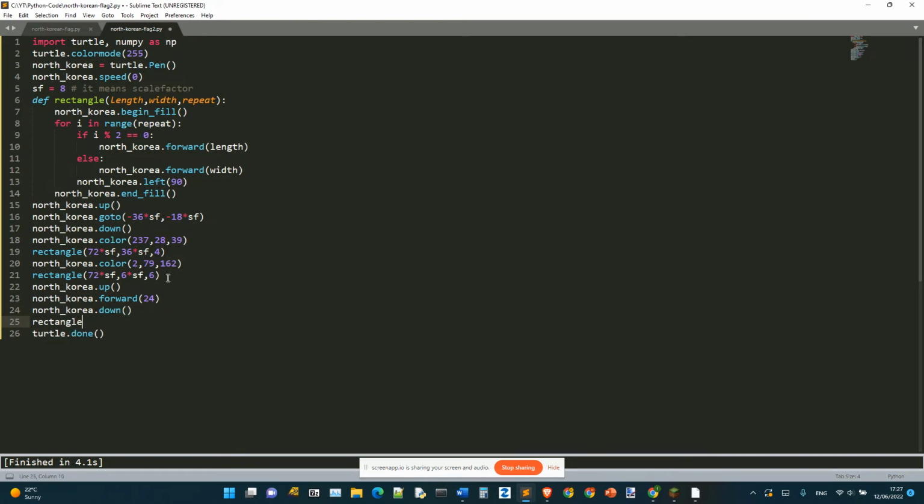So rectangle 72 times SF, 6 times SF, and then that's actually, why is it 6? Because I was just messing things up. It should be 5, because that means it should be 30. It's 5 because it repeats this again. It goes through this whole loop, so it draws an extra side and then turns left 90 degrees, so that it appears at a different corner of a flag.